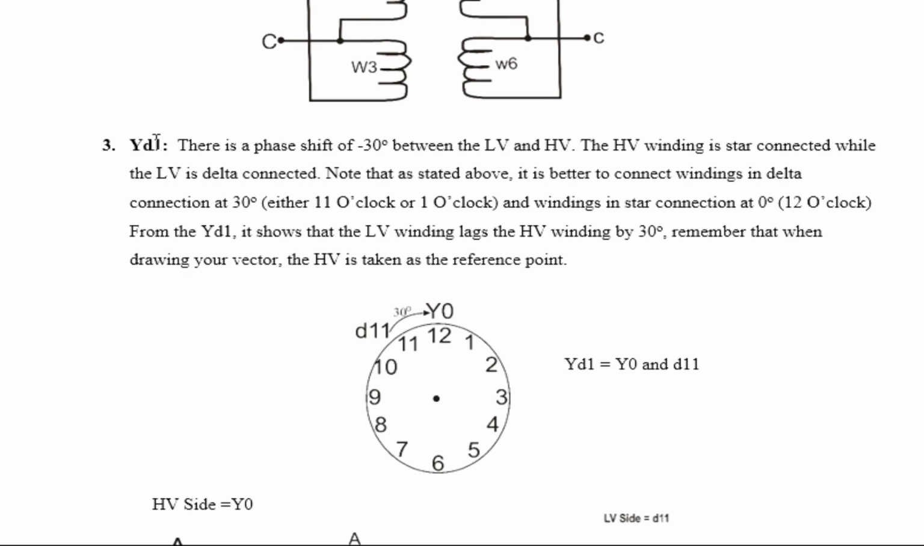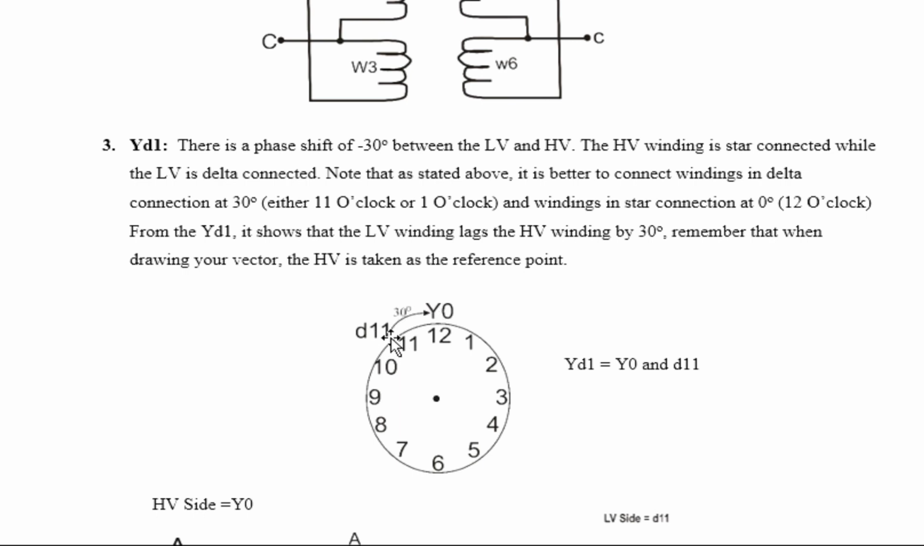So YD1 now, I told you that your star is good at your 0 position or your 12 o'clock position. So your Y now is Y0, 12 o'clock. But it's 30 degrees apart. That means 30 degrees apart. So how does it move? You can see that it's moving backward.